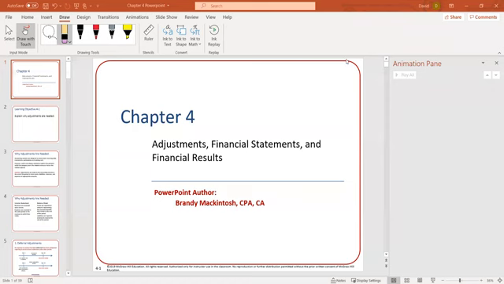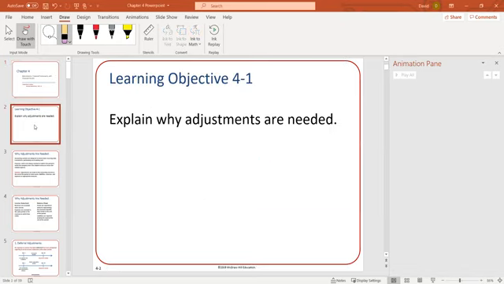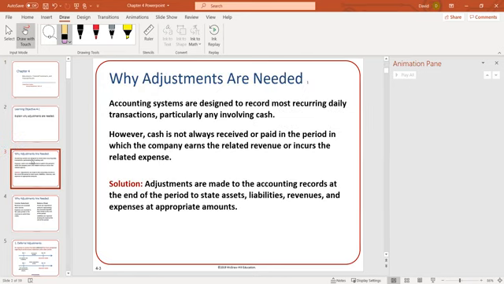All right, with Chapter 4, we're going to be looking at the adjusting entries and also their impact on financial statements. And we're also going to be looking at the closing entries to show you how that process works. All right, so first up is to talk about why we actually do these things called adjustments.